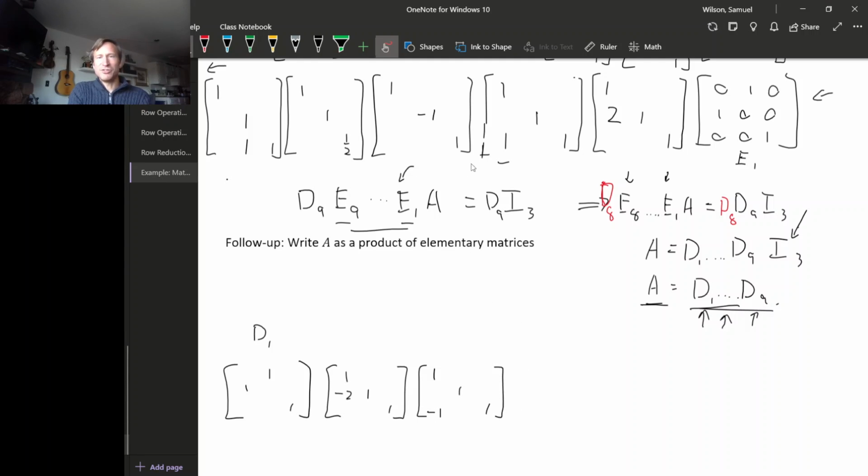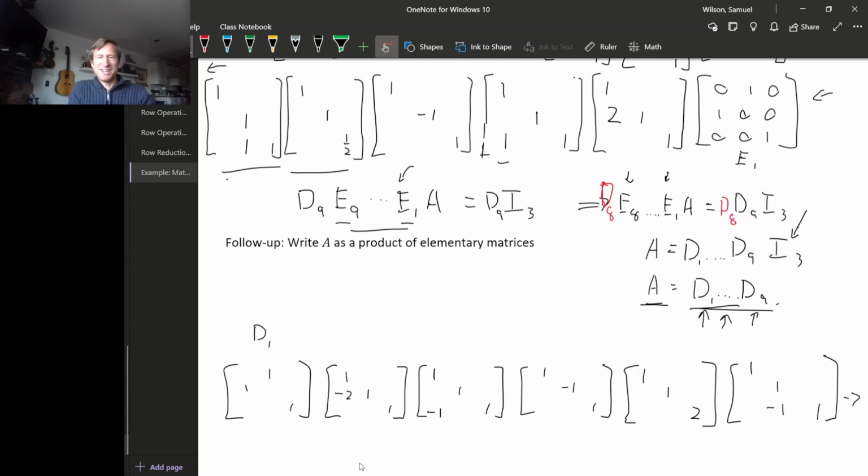Okay, and then how do you undo multiplying the second row by -1? You multiply the second row by -1 again. Okay, and then how do you undo multiplying the third row by 1/2? You multiply the third row by 2. How do you undo adding the second row to the third row? You subtract the second row from the third row.